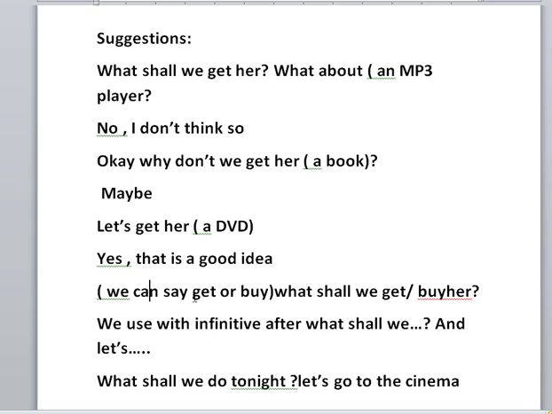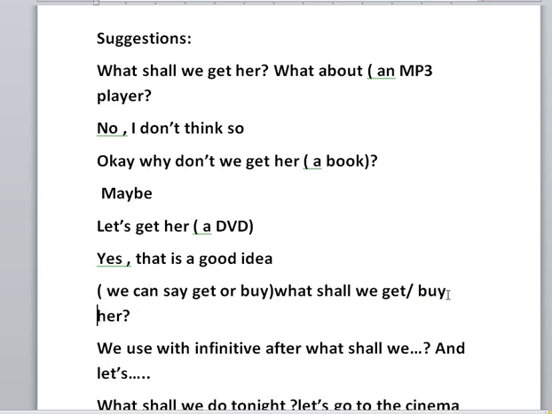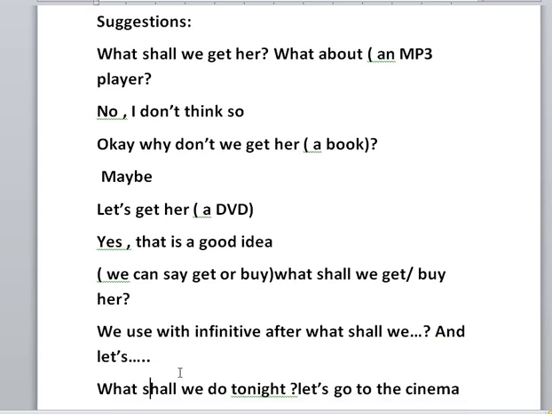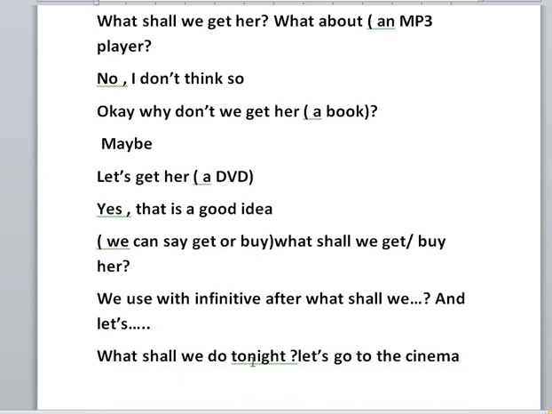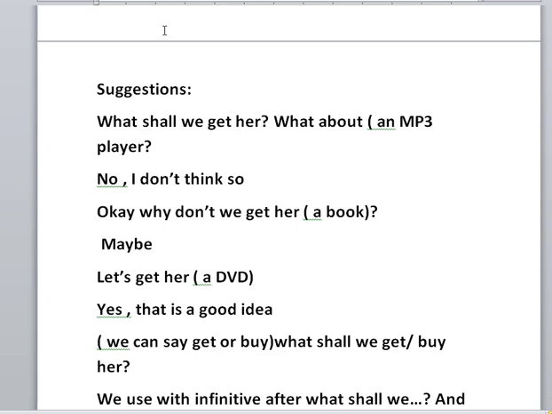Okay. We can say get or buy. What shall we get? Or you can say what shall we buy her? We use the infinitive after what shall we and let's. What shall we do tonight? And let's go to the cinema. Okay, it's all about it. It's all about suggestions. Okay.